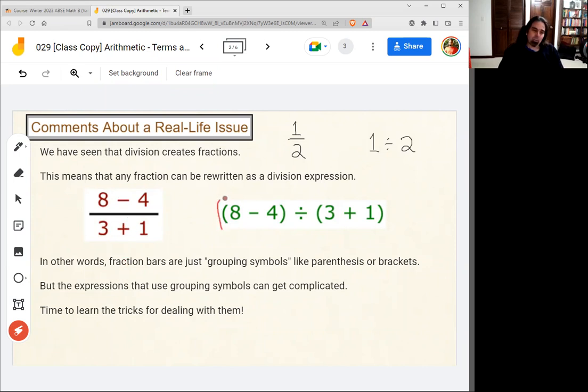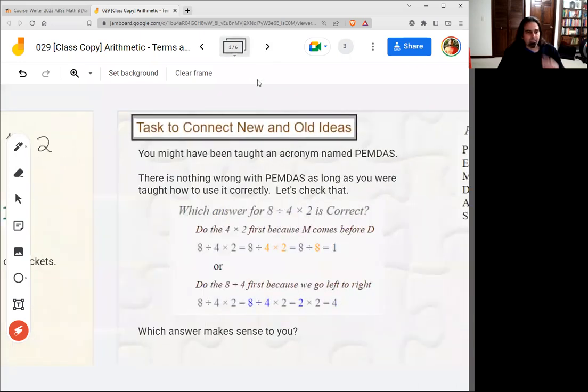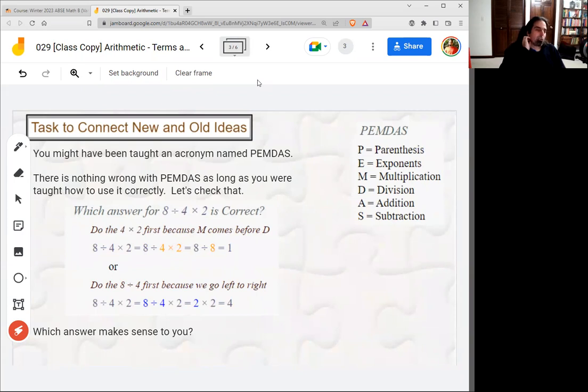So if I show you something like this, then maybe you start having memories of even longer expressions in some past math classes. Your teacher said, you have to simplify these things. So let's talk about that, because we're not literally done with talking about fractions until we're also done talking about these kinds of expressions. You might have been taught an acronym named PEMDAS. It's over here if you know what this is. If you haven't, don't worry about it.